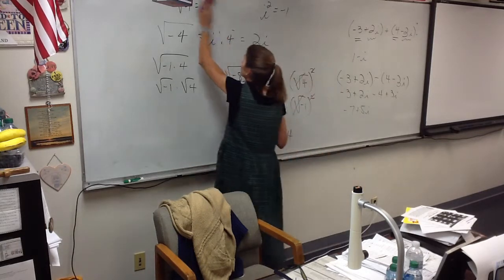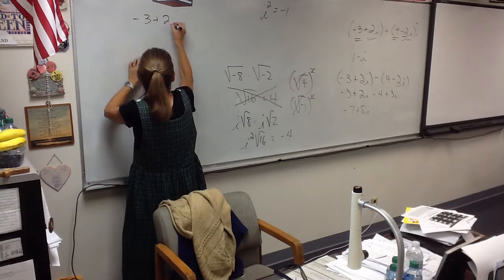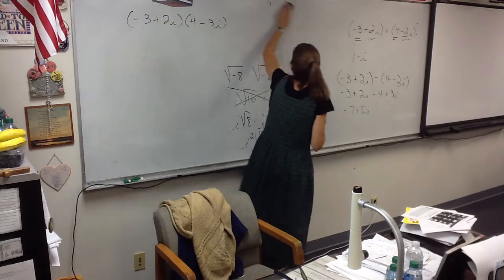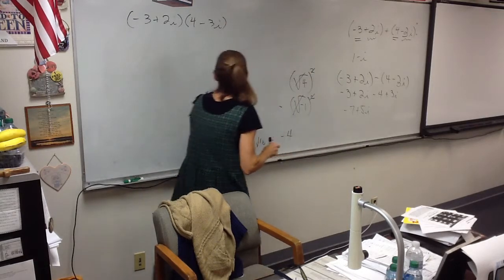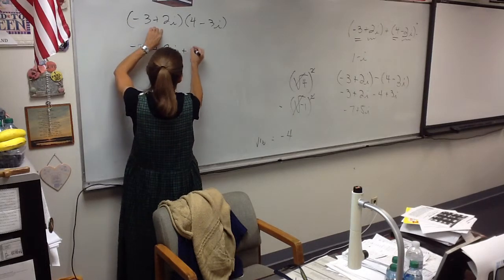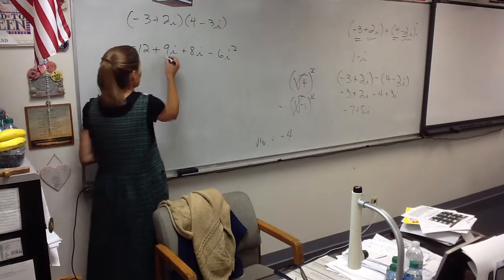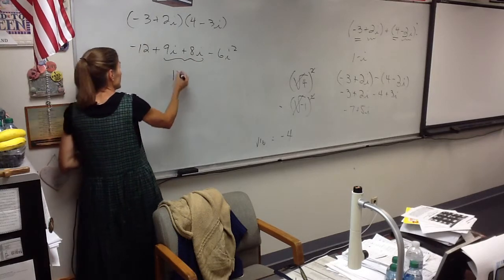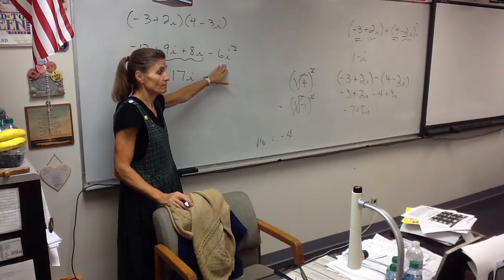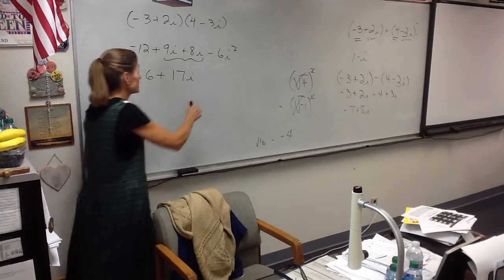What if I want to multiply them? Same two numbers, but I want to multiply them. What would I do if I wanted to multiply those guys? FOIL them, bingo. So a FOIL would be negative 12 plus 9i plus 8i minus 6i squared. Now what about these? 17i. Watch this carefully. What's negative 6i squared? 6. So I got a 6 and a negative 12. There's my answer. This is plus 6.